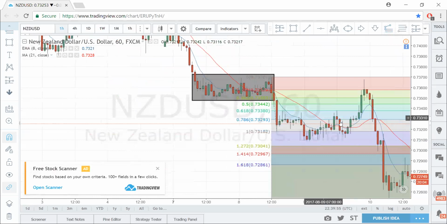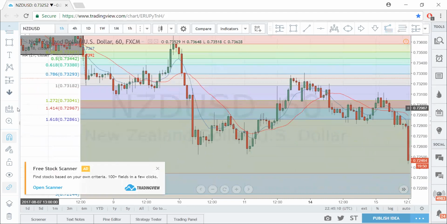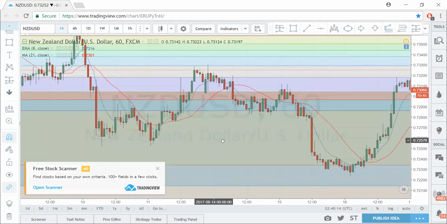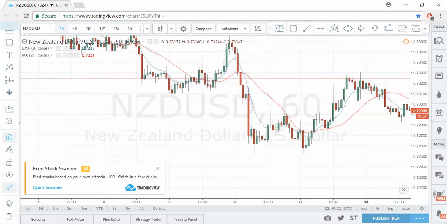So price retraced, went back up, but guess what? Price came all the way down to 1.272, 1.414, 1.618. See how accurate this is? It is so accurate. So accurate. Do you see it? Okay. So that is it for Fibonacci retracement and extension.